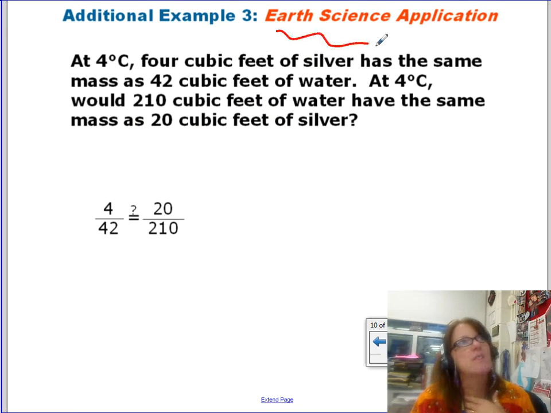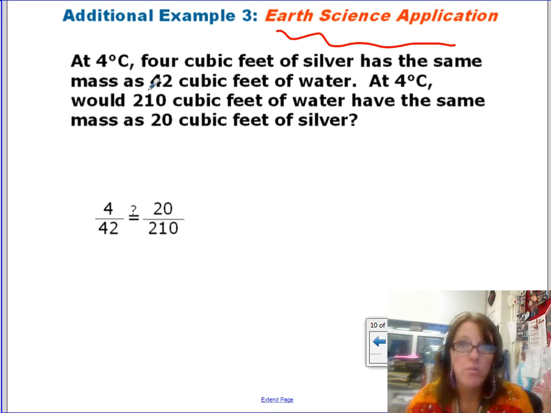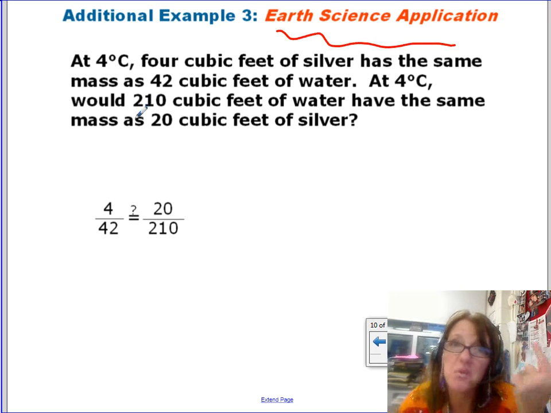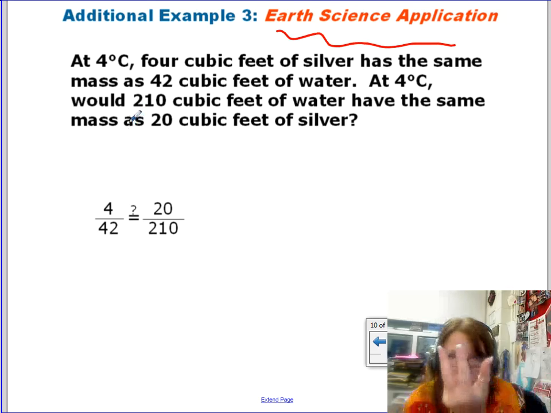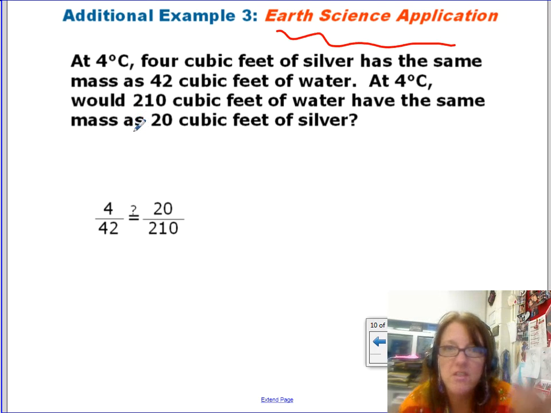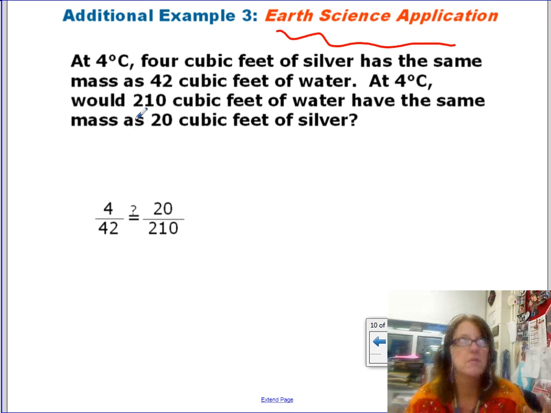Here's a science application. At 4 degrees Celsius, you see the rest of the world uses the metric system except for good old America. Us, I think Liberia and Burma. 3 countries, 3 on the entire planet Earth that don't use the metric system. 4 cubic feet of silver has the same mass as 42 cubic feet of water. So see, that's why they wrote this and this.